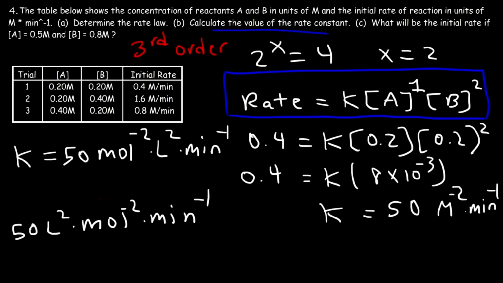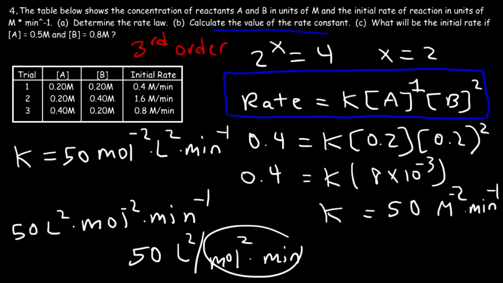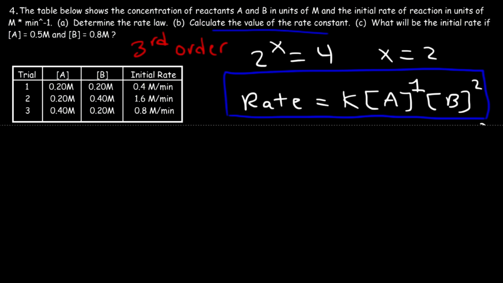And there's a lot of ways in which you can adjust these units. Now you could write it in terms of positive exponents. You could move the negative exponents to the bottom. So you could say it's 50 liters squared per mole squared times minutes, where these two are in the denominator of the fraction. So now you know how to calculate the value of the rate constant, and you know how to determine the units of the rate constant K.